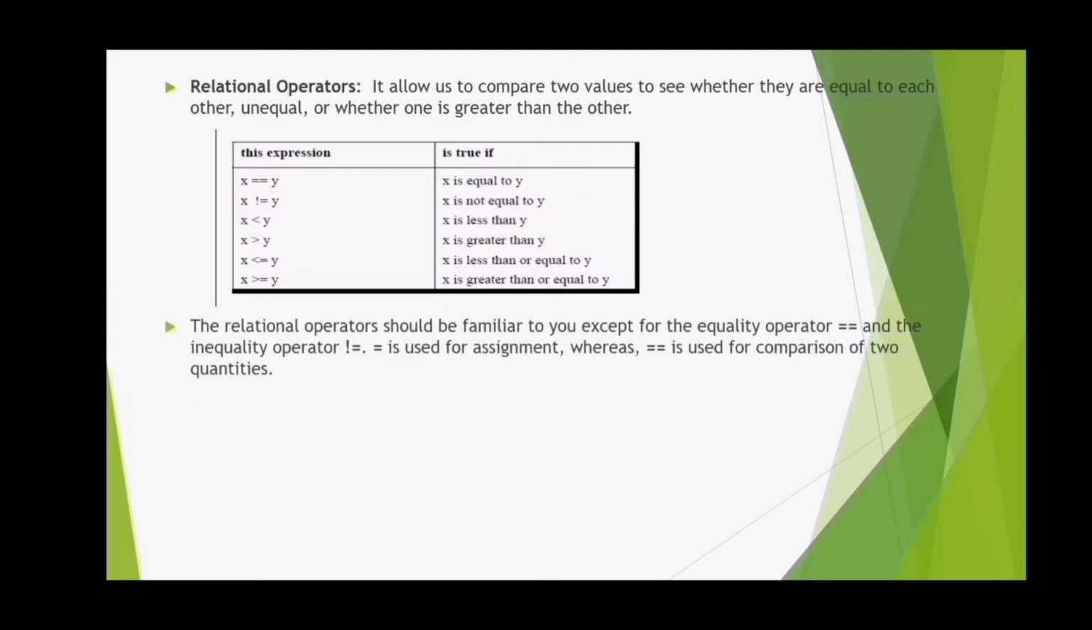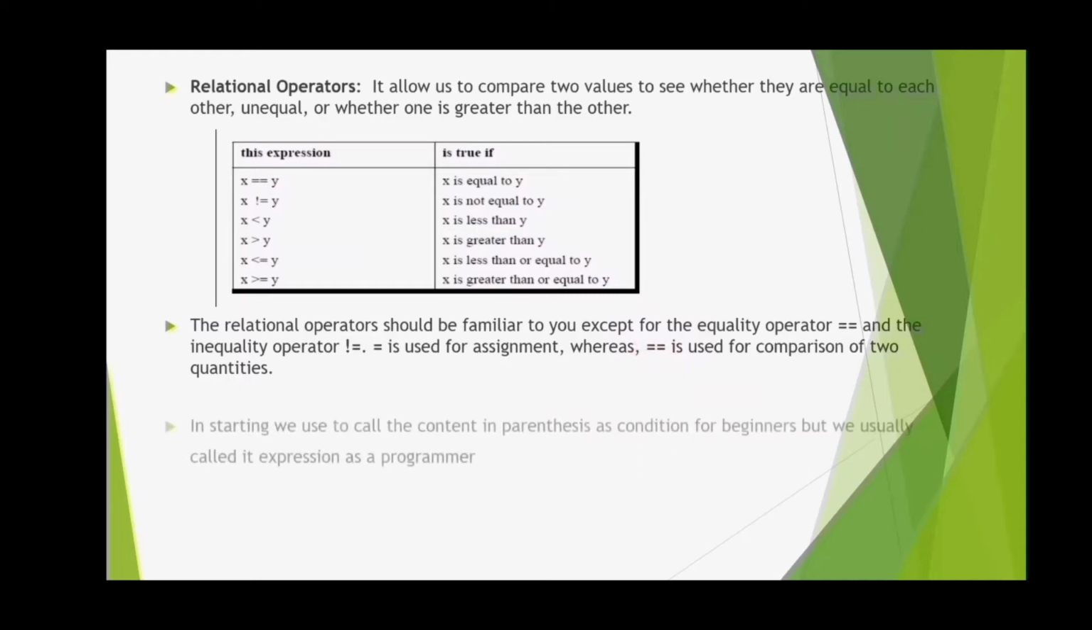The relational operators should be familiar to you, except the following operators. In C, == is called the equal to operator, and the exclamation mark with equals, !=, is known as the inequality operator or not equal to operator, and = is called the assignment operator. Whereas == is used to compare two quantities or two values in C.